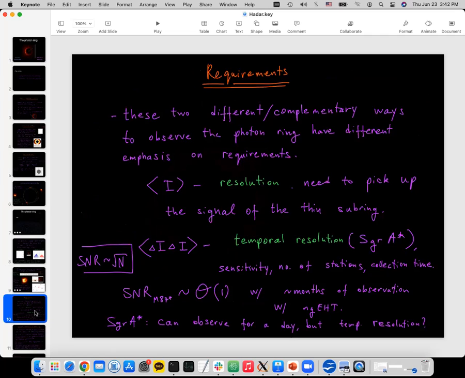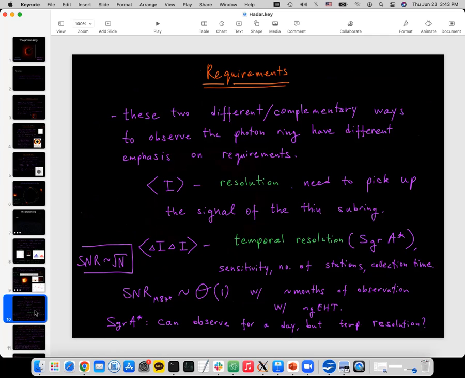So about requirements, just looking at these two different observables that I was talking about. Of course, looking at the time average image, the most important thing for us is the resolution. The challenge here is just that the photon ring is a narrow feature. It's a thin feature on the screen. And to resolve it, we just need to crank up the resolution as much as we can, or even use super resolution methods, of course.